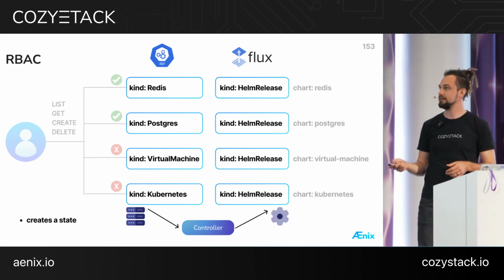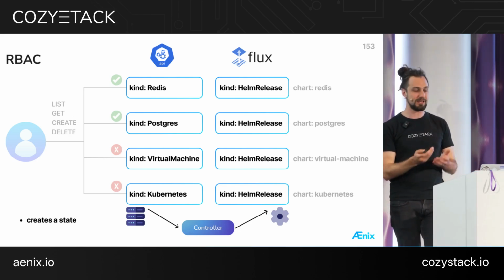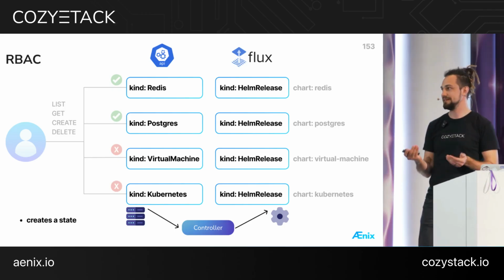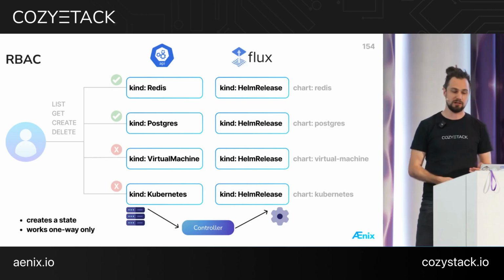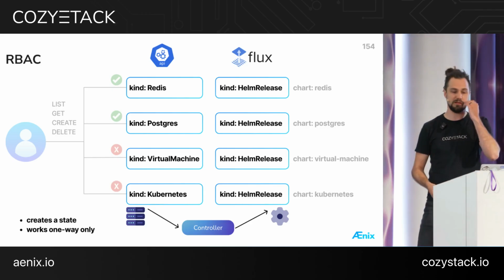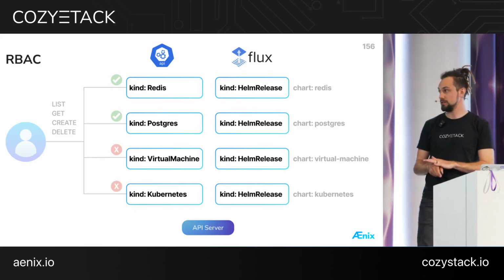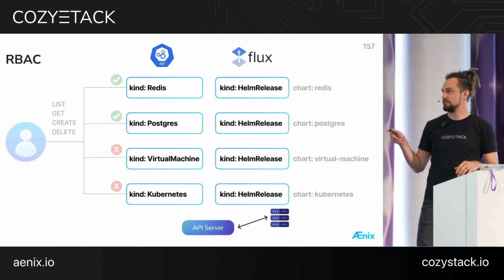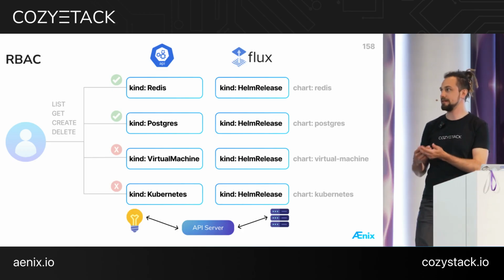Other problems we have here: we create another state, and that means that something can go wrong. We don't like to complicate the system. And it works only in one way. So if you change a Helm release here, the changes will not be reflected in our specific API objects. So another option is to use an API server, which will use Helm releases in the Kubernetes cluster as storage objects, and it will create such resources in a dynamic way.